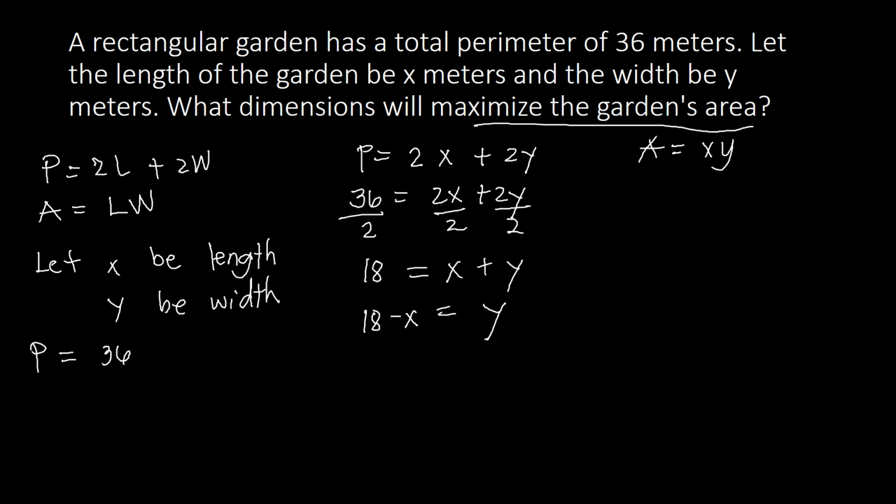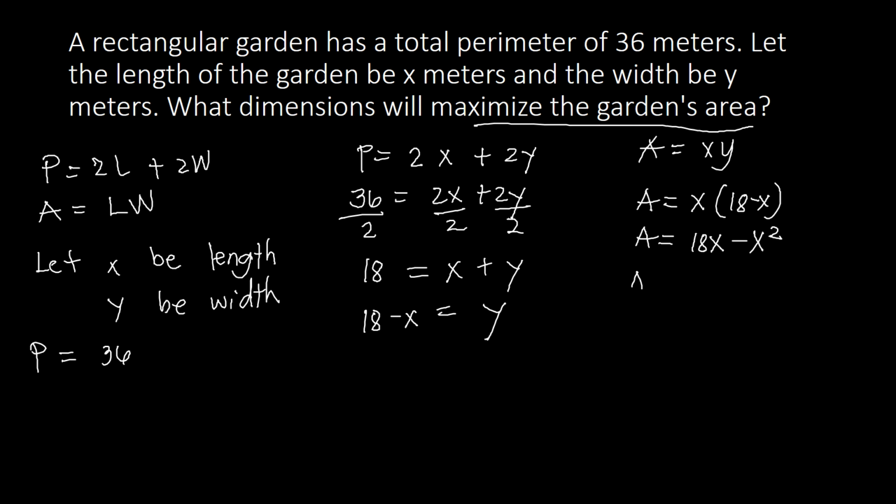So going over to the area, A will then be equal to x times y, and our y is going to be replaced with 18 minus x. And then we distribute x here. x times 18, that's 18x. And then x times negative x, that will be negative x squared. Okay, right from there, we start with getting our derivative because we wish to get our critical value so that we can distinguish whether that is a maximum or a minimum.